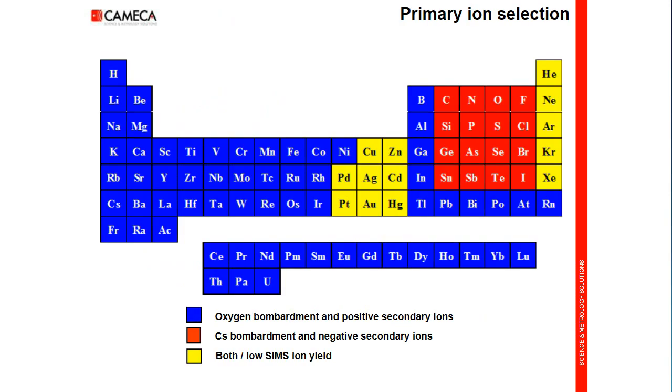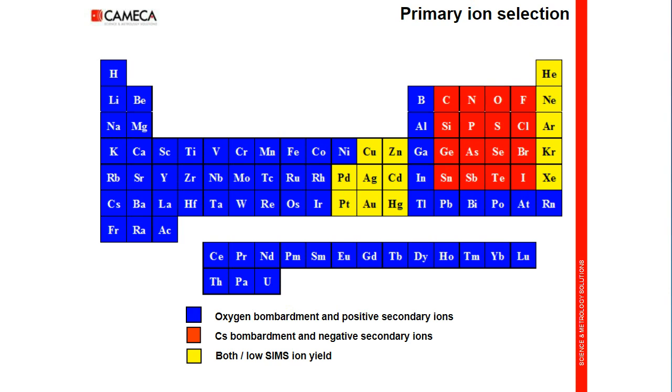The typical choice of the primary ions for the different elements of the periodic table is shown here. Oxygen primary ion bombardment enhances the ionization yield of electropositive species in blue, while the cesium ion bombardment enhances the ionization yield of electronegative species in red. Note though that a few elements in yellow are not so sensitive with dynamic SIMS, such as mercury, zinc, cadmium, and noble gases. For such species, the choice of primary ions is less clear.